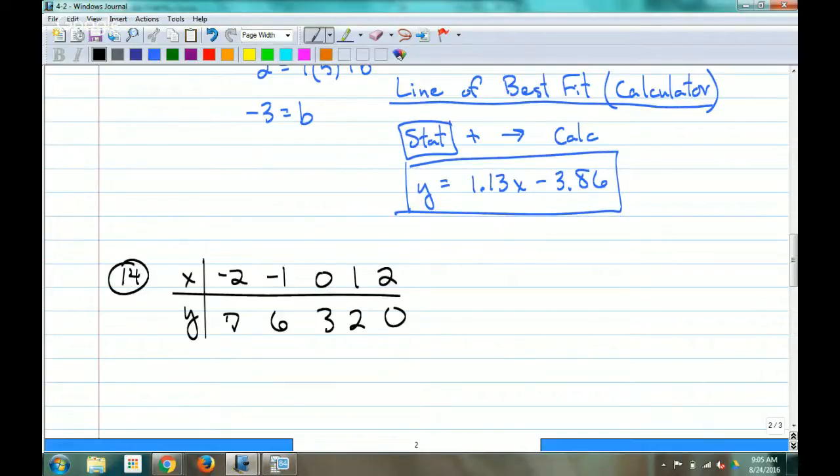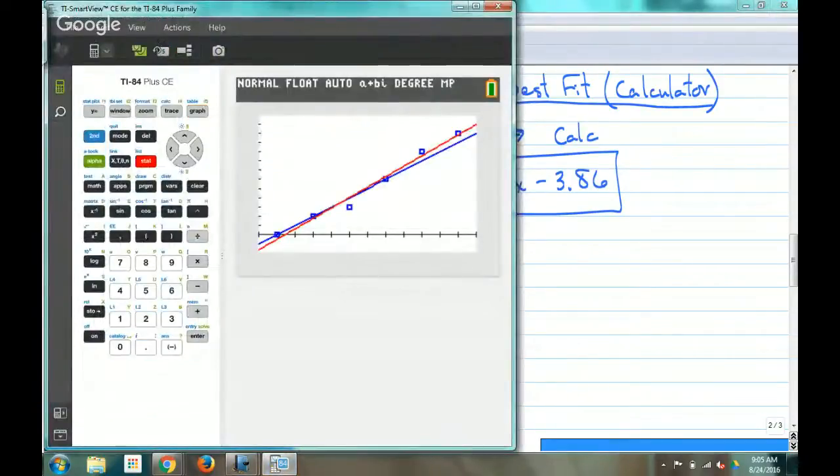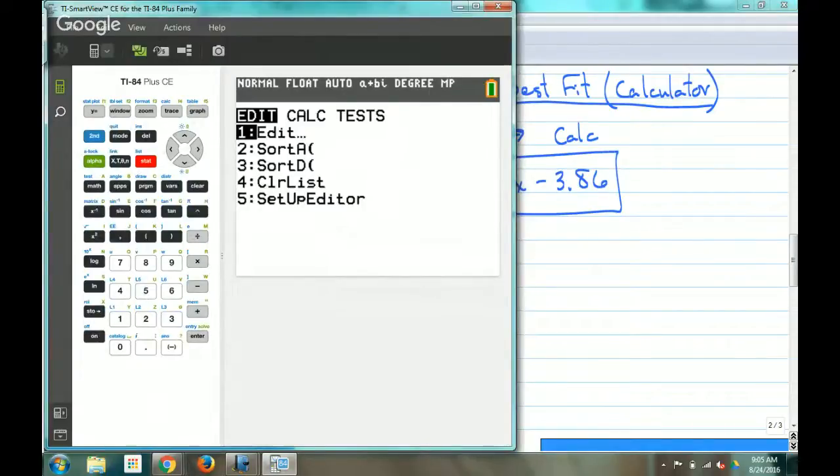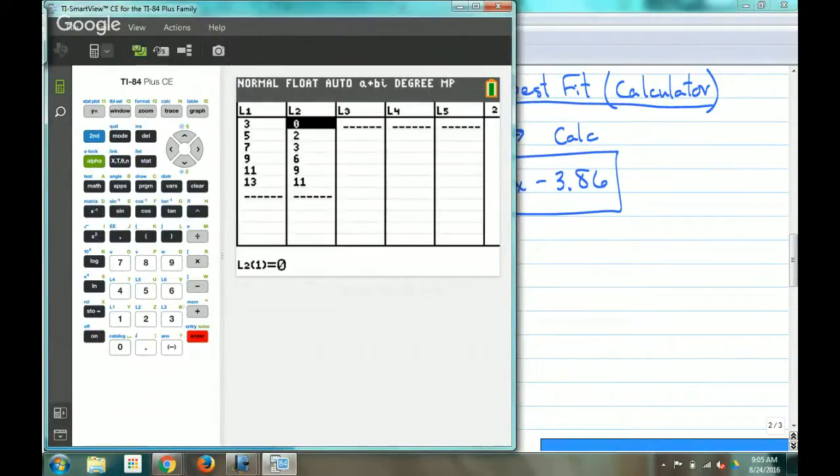Okay, now, so we got X and Y lists. So where are we going to put that? We're going to go to Stat, Edit, and we need to clear out these lists that we had already. When you clear these, it's going to remove that scatter plot that you did. It's not going to remove the equations that we typed in, but it's going to remove the scatter plot that we did.